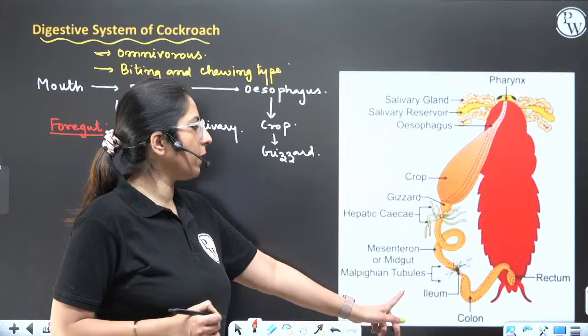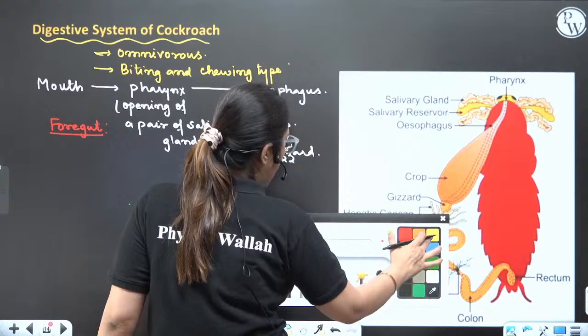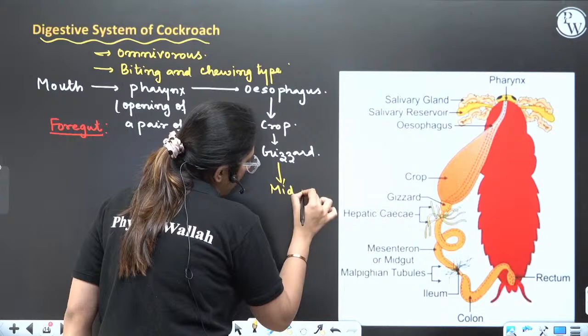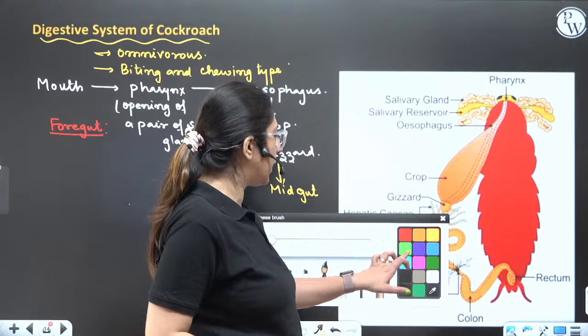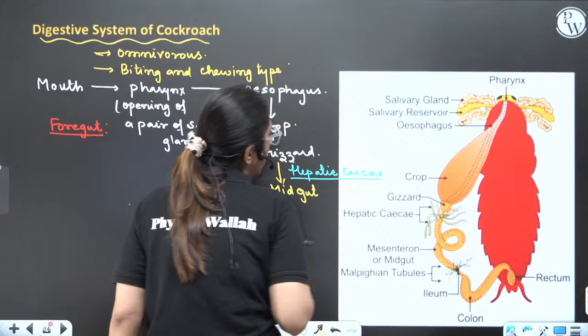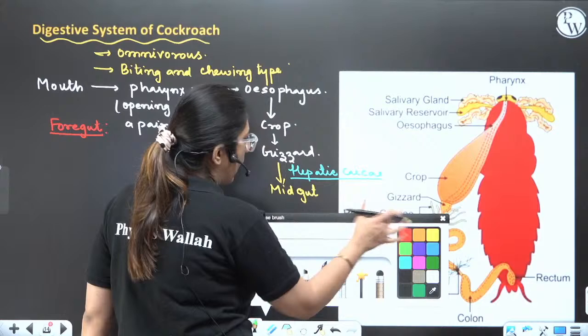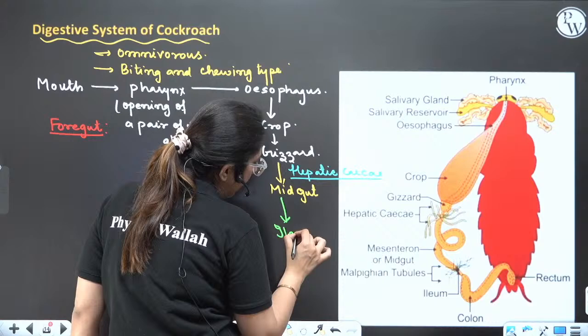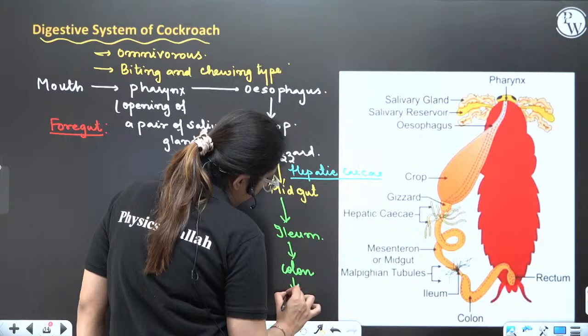So these are the part of the foregut. Now next, after the gizzard, the food will enter into the midgut. At the junction of the foregut and midgut, you will find hepatic caecae. 6 to 8 hepatic caecae are present, which secrete digestive juices and help in digestion. Now, moving on, after the midgut, they have the hindgut. And in the hindgut, they have ileum, colon and rectum. Ileum, colon and rectum, they are the part of hindgut.